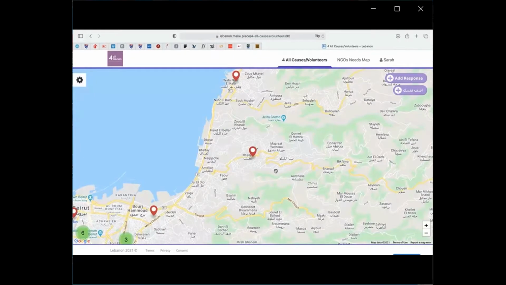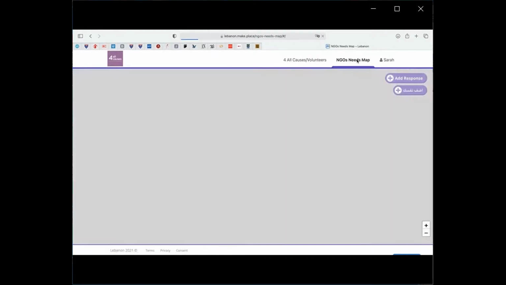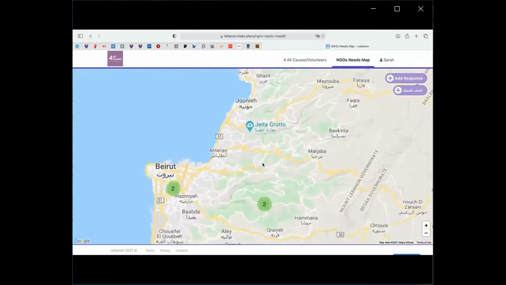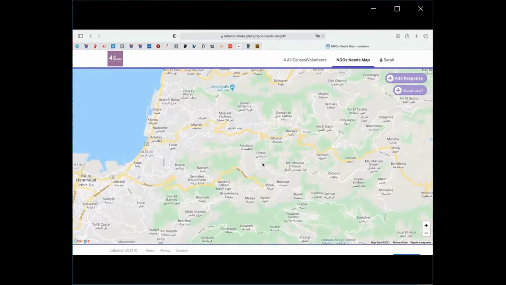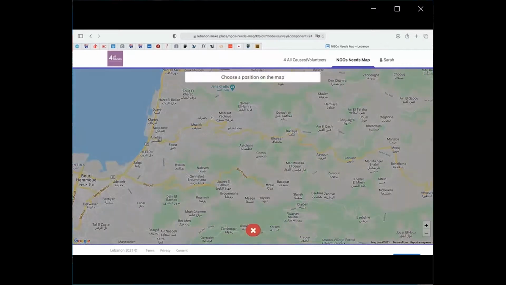If you are an NGO or a group, you can go to the NGO's needs map. This page is specifically for NGOs to specify their needs. First of all, you will also have to select your location and press Add Response.